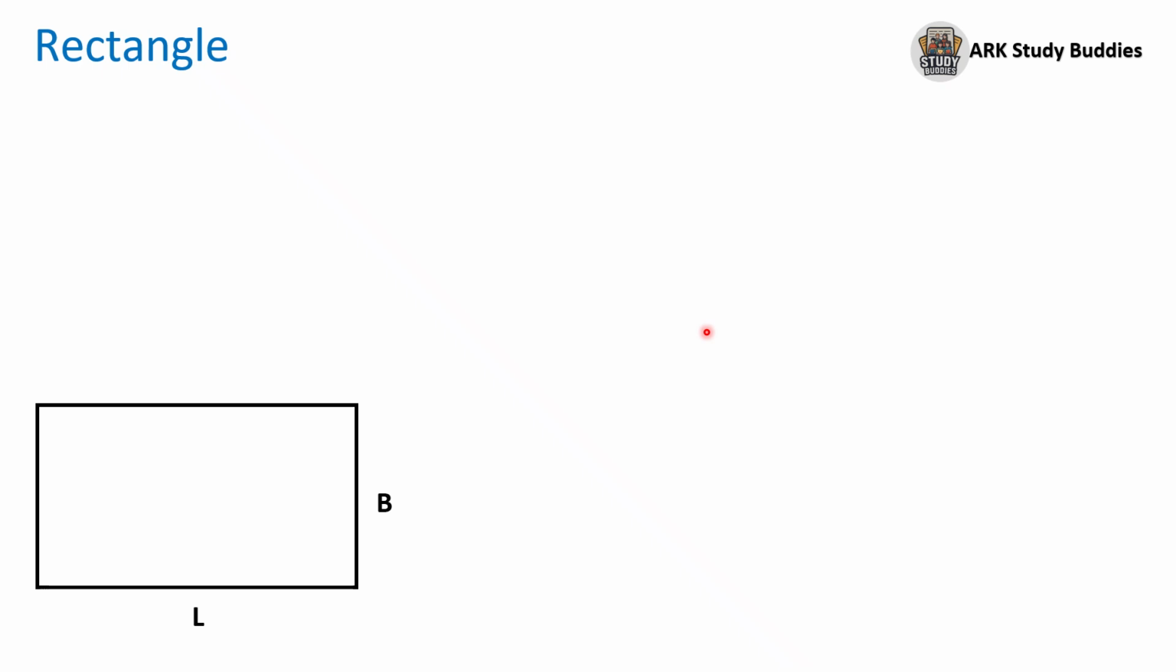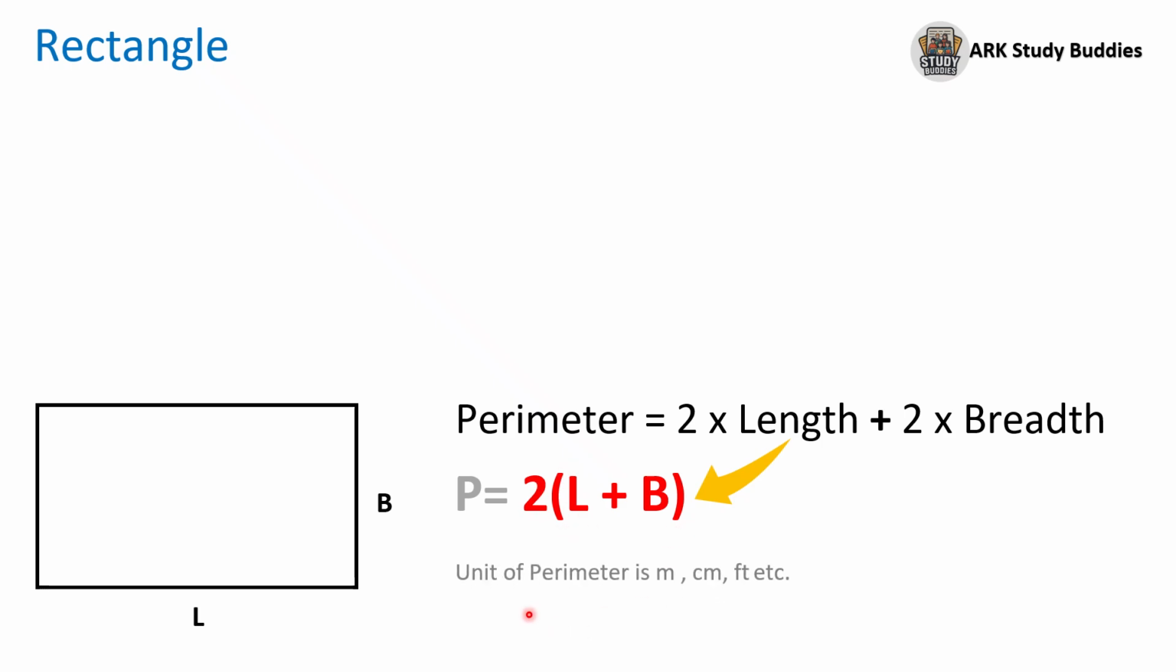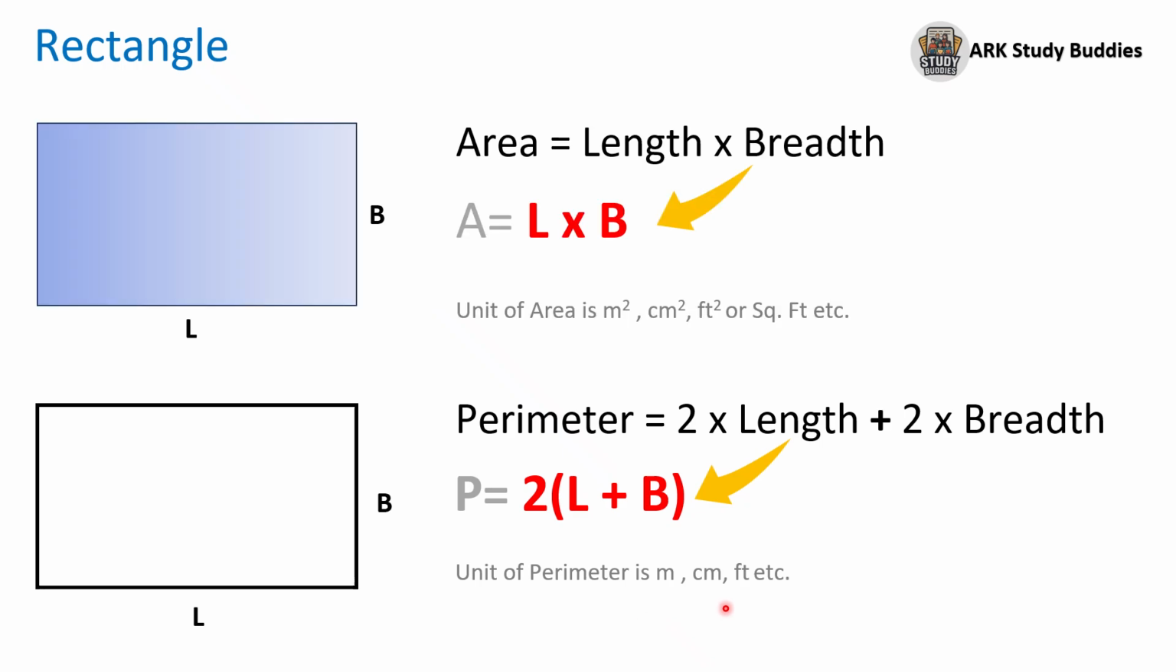Let's learn about perimeter. If L is the length of a rectangle, B is the breadth of the rectangle, then perimeter will be 2 times of length plus 2 times of breadth. That equal to P equal to 2 into L plus B, and unit can be written in meter, centimeter and feet. So in rectangle, you have to remember two important formula: area equal to length into breadth, perimeter equal to 2 into L plus B.